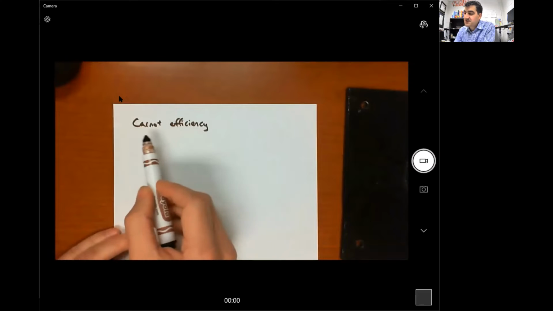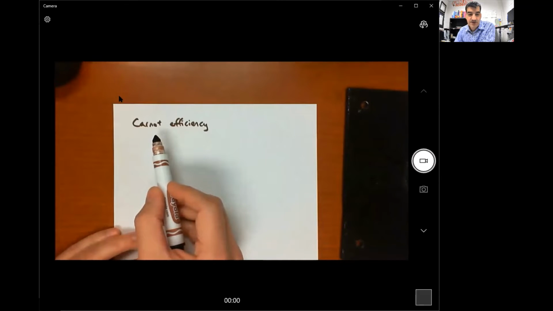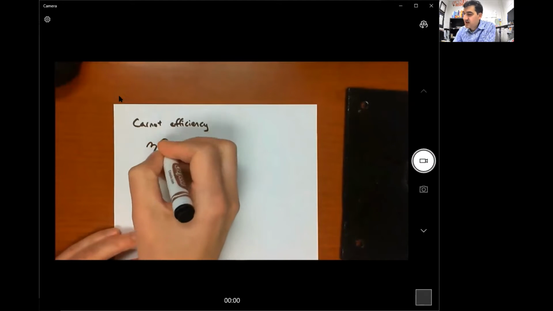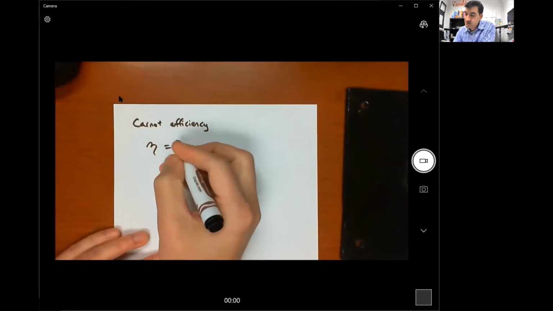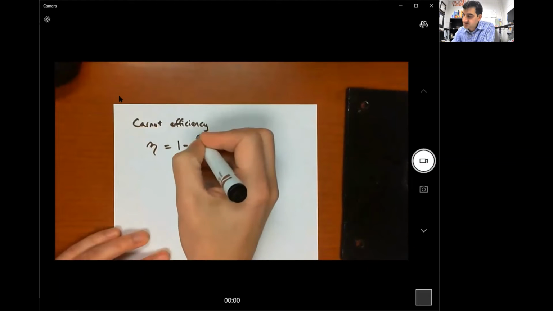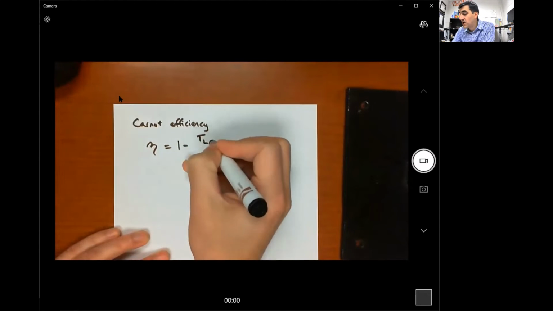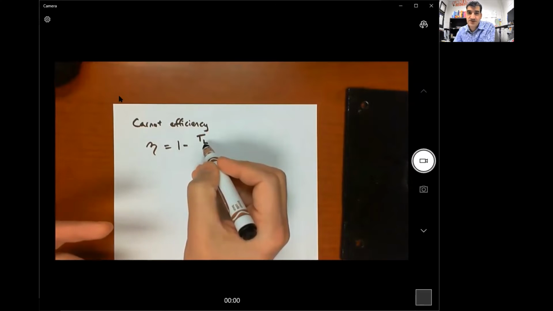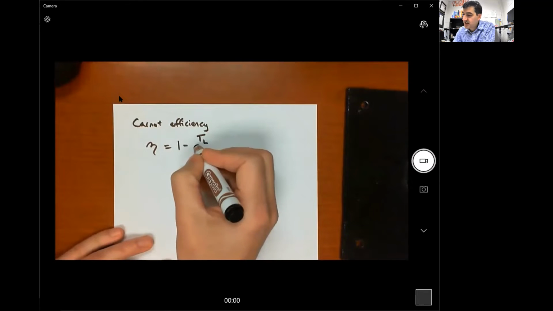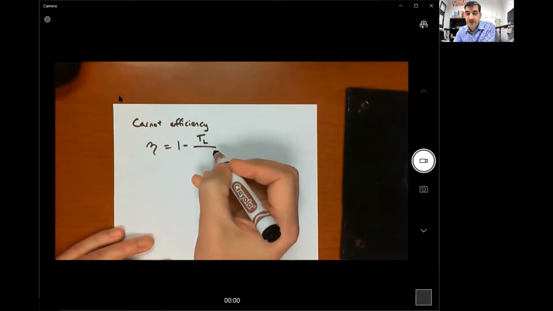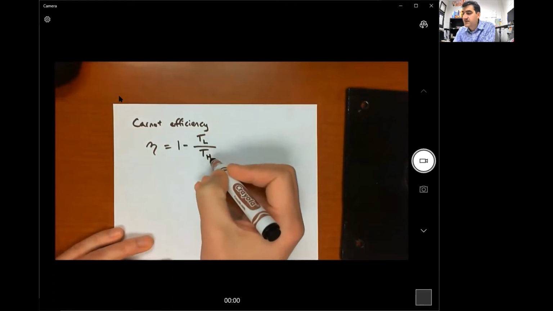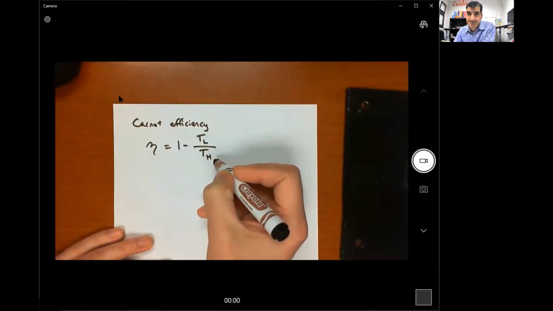The Carnot efficiency is kind of an upper theoretical limit on the efficiency. And we said that Carnot efficiency is equal to 1 minus T low, or you could replace that with T cold. They mean the same thing, the lower temperature. So this is kind of like the water going through the condenser, divided by T hot. So this is like the temperature of the steam, all right?